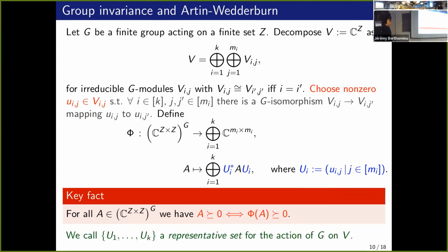If the group is large. And yeah, just some terminology. We call this set of matrices U1 up to UK, which we obtain in this way, a representative set for the action of G on V.